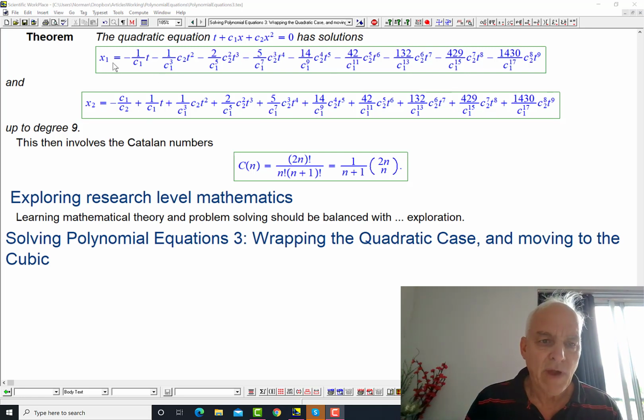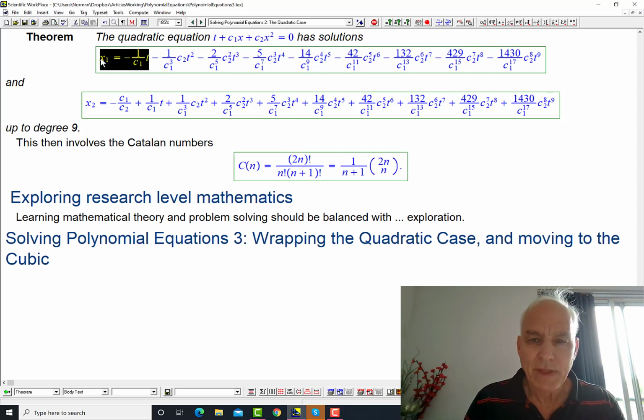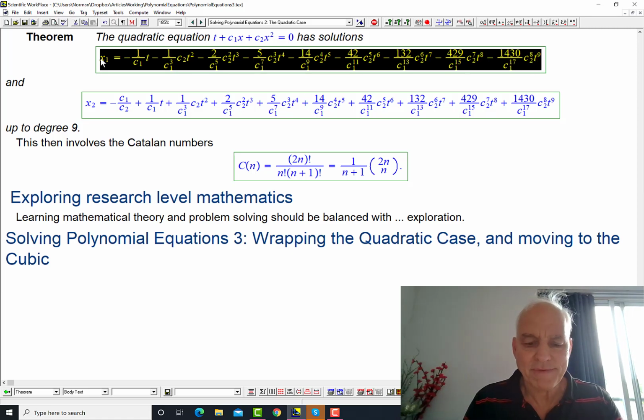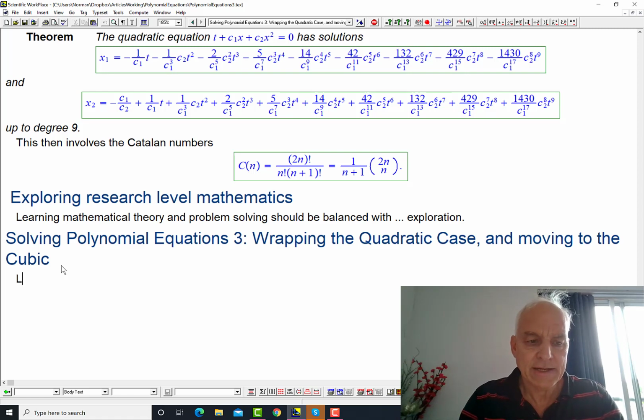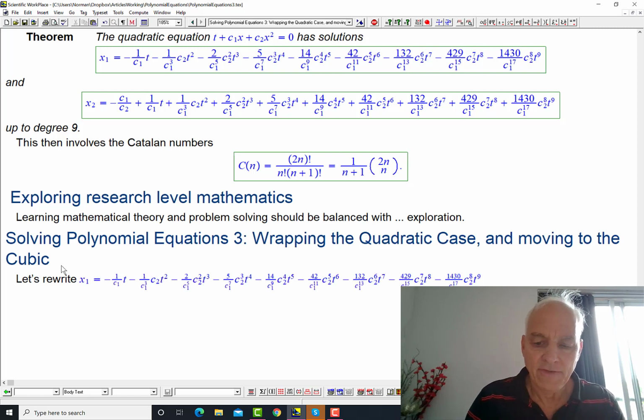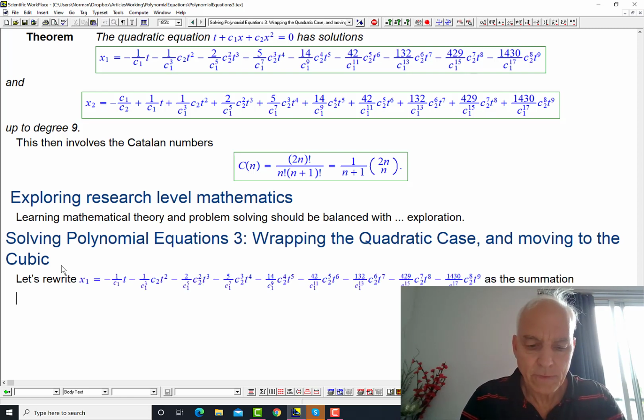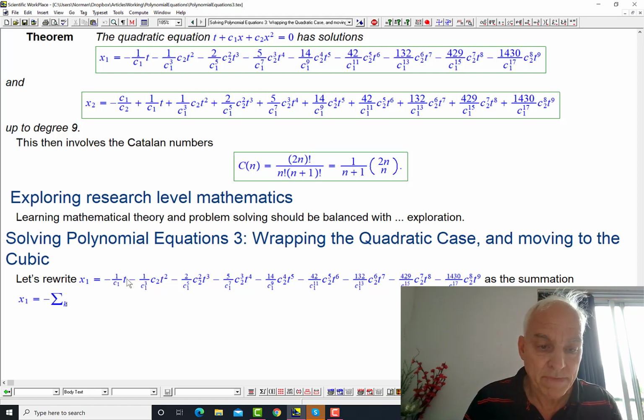Okay, so I want to rewrite this x1 in terms of more standard mathematical notation involving summation. So let's rewrite it as the summation. x1 equals, there's a minus sign, let's pull that out, and then there's a summation sign, and maybe we'll use the dummy variable k. So k is going to go from 1. 1 will be the exponent of t. So k goes starting from 1, and this k is going up to 9.